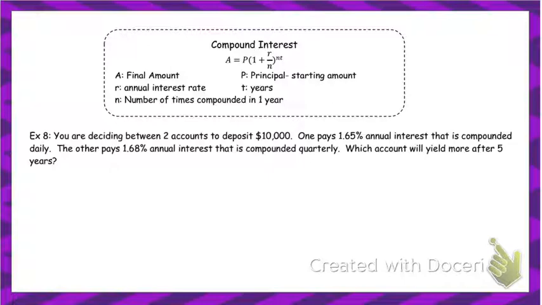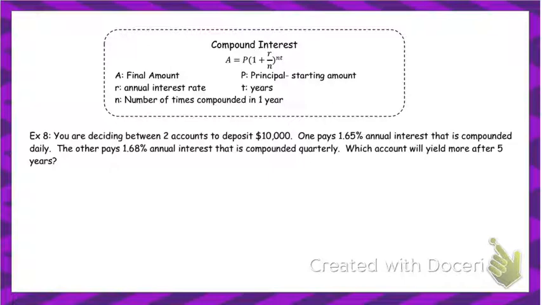N is the number of times your money is compounded in 1 year. So all this stuff is in relation to years. So if N is the number of times it's compounded in a year, if let's say it's compounded quarterly, N is 4. Compounded weekly, N is 52. Compounded monthly, N is 12, just depending on what that is.